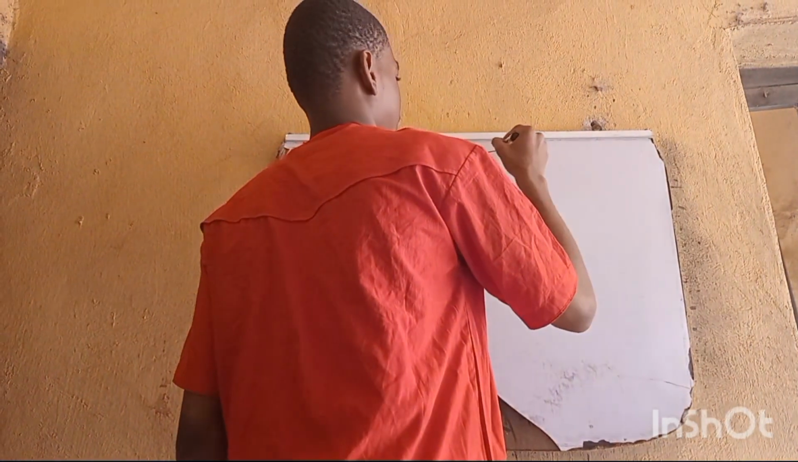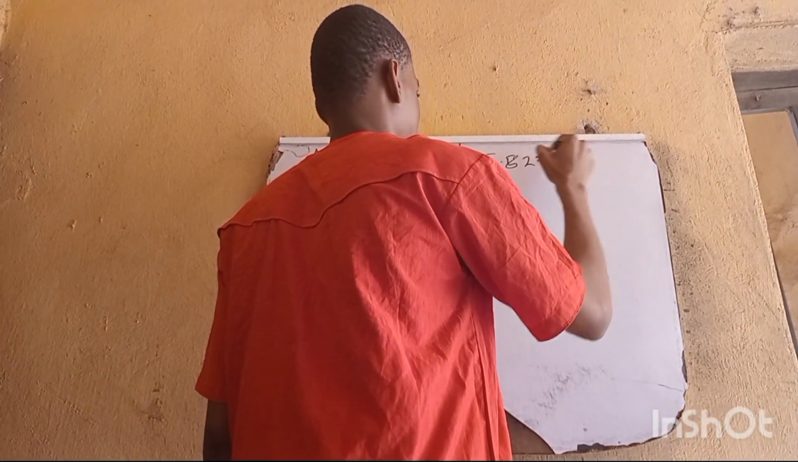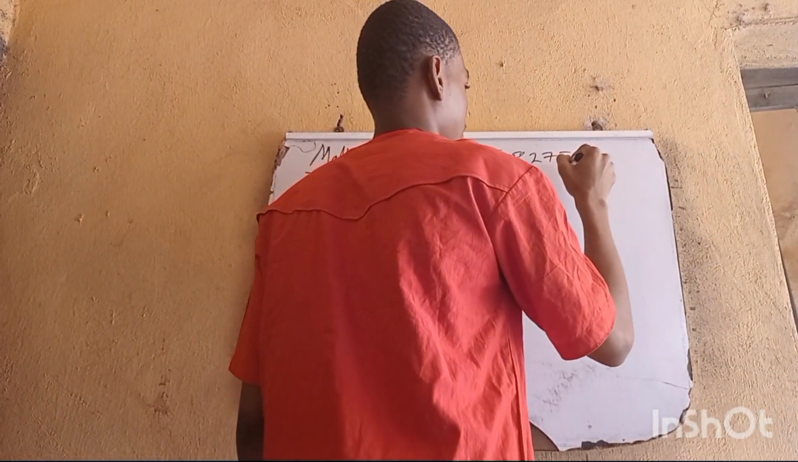We have another example, 3.8275. This number is the characteristics. This number is the mantissa.